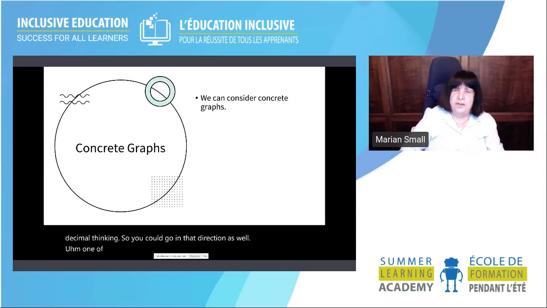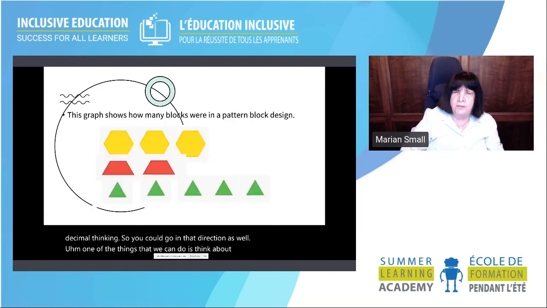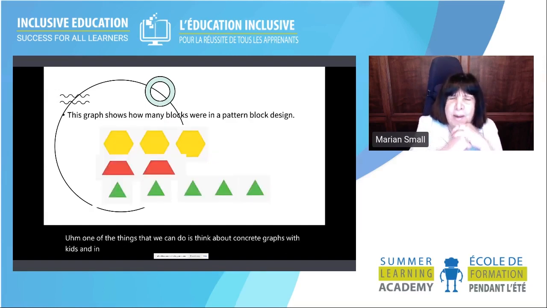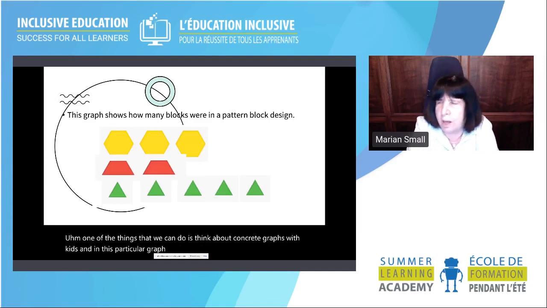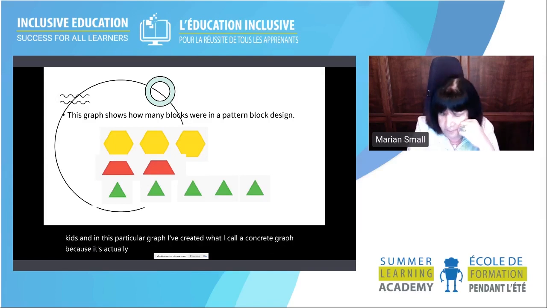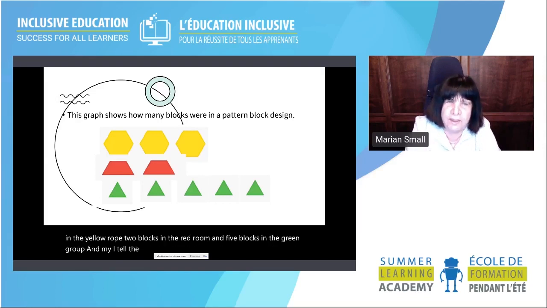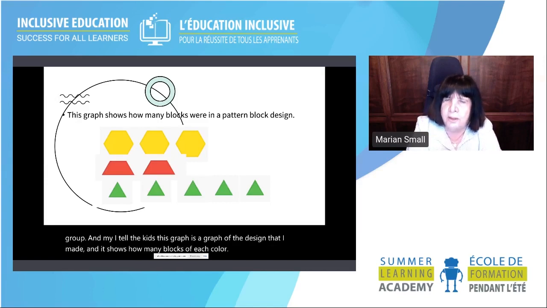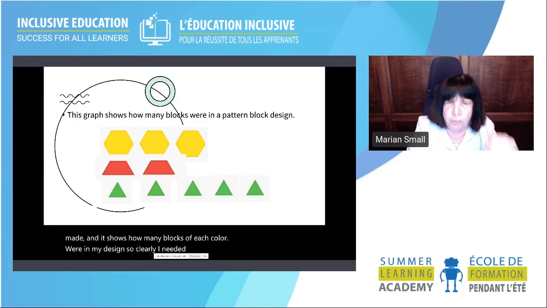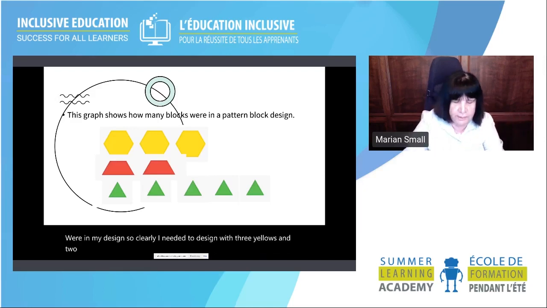One of the things that we can do is think about concrete graphs with kids. And in this particular graph, I've created what I call a concrete graph because it's actually made of the blocks. And my concrete graph has 3 blocks in the yellow row, 2 blocks in the red row, and 5 blocks in the green row. And I tell the kids, this graph is a graph of a design that I made, and it shows how many blocks of each color were in my design. So clearly I needed a design with 3 yellows and 2 reds and 5 greens. And so the idea is, can you make such a design?